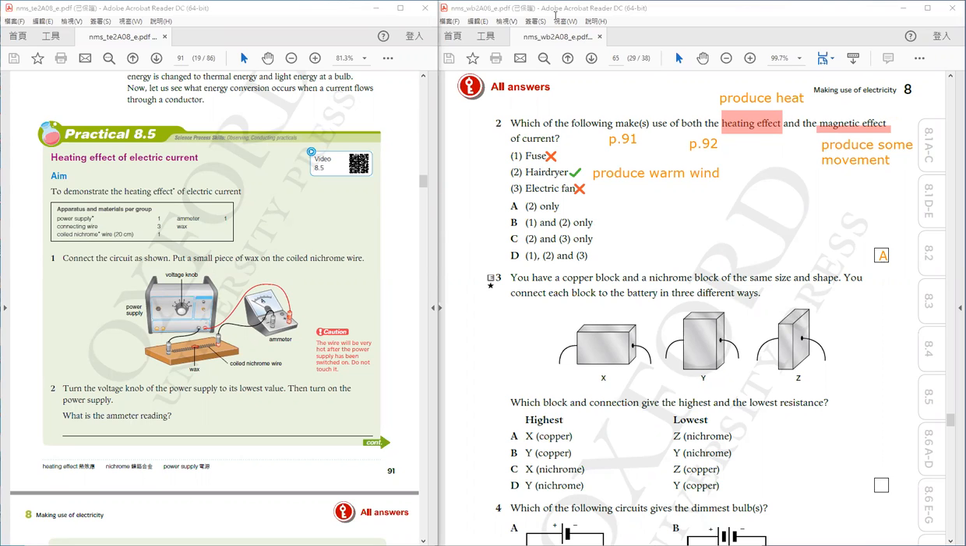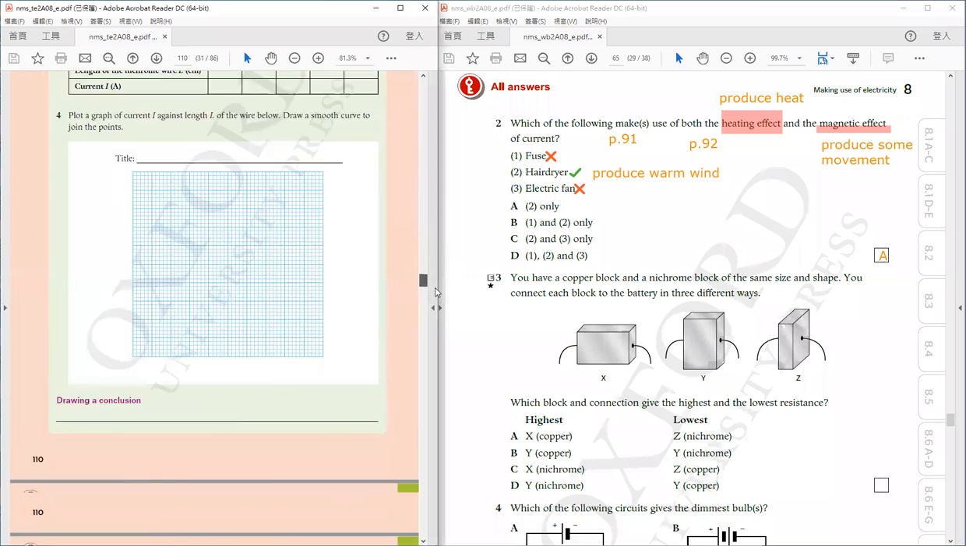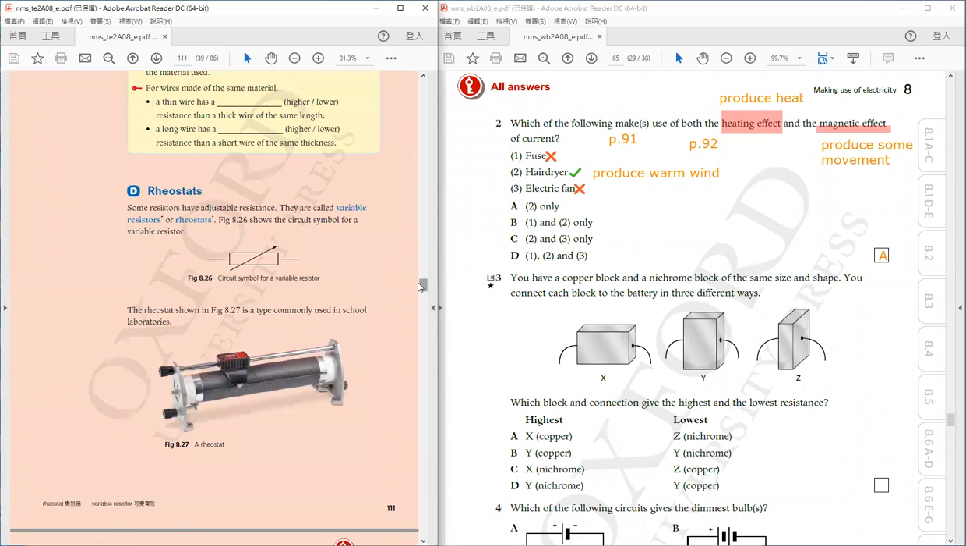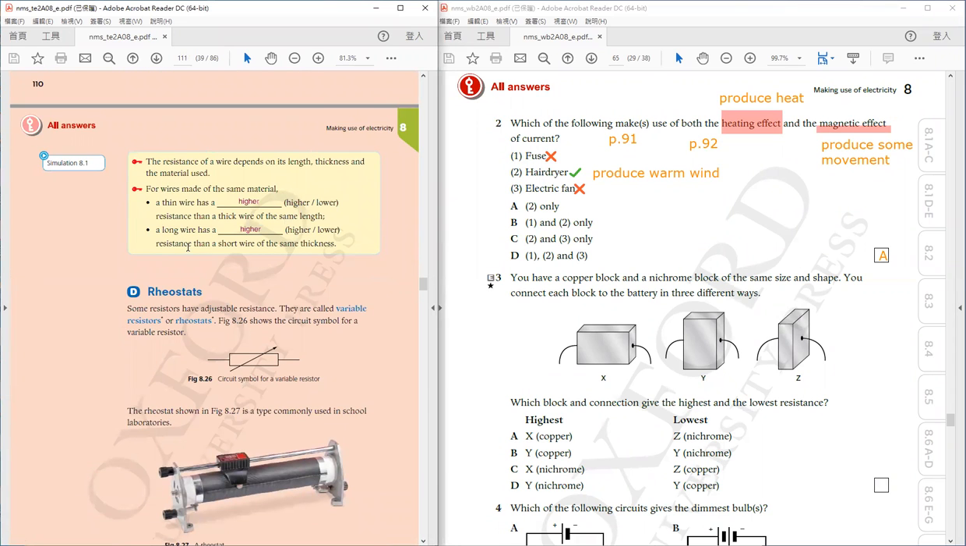Okay, so next question, we're talking about resistance. Resistance here. So for higher resistance, usually we talk about nichrome. Nichrome wire has higher resistance and copper wire has smaller resistance. The summary is on page 111, textbook, page 111.